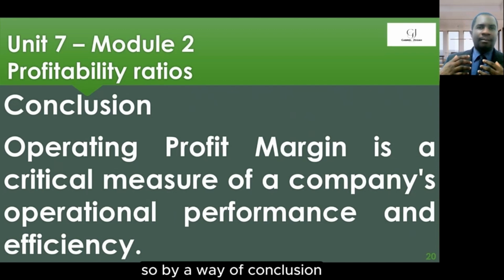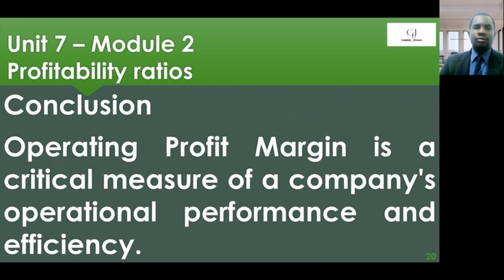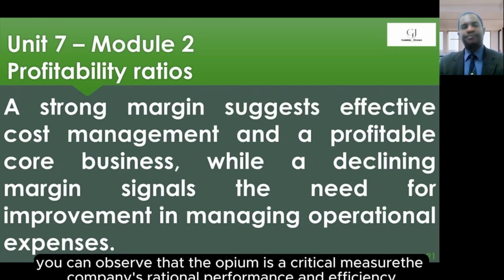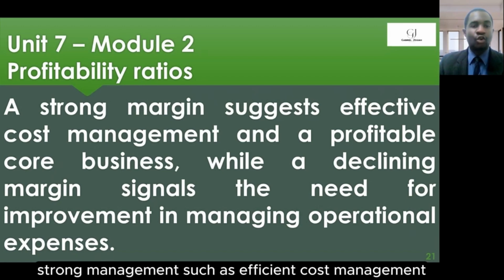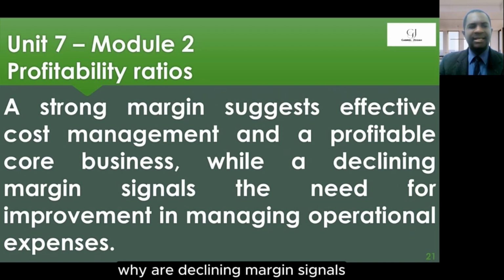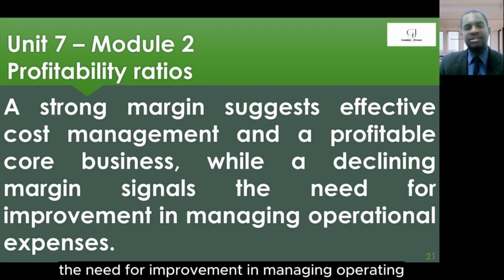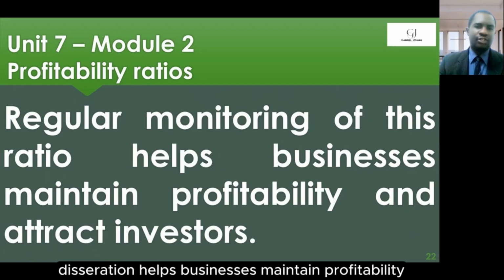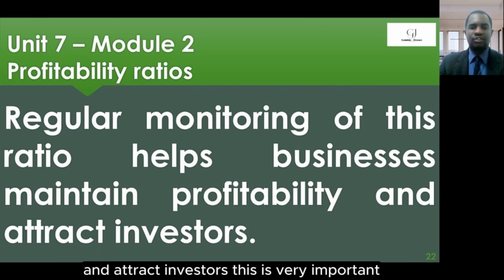So, by way of conclusion, you will observe that the OPM is a critical measure of a company's operational performance and efficiency. A strong margin suggests efficient cost management and a profitable core business metric, while a declining margin signals the need for improvement in managing operating or indirect expenses or costs. So regularly monitoring this ratio helps businesses maintain profitability and attract investors.